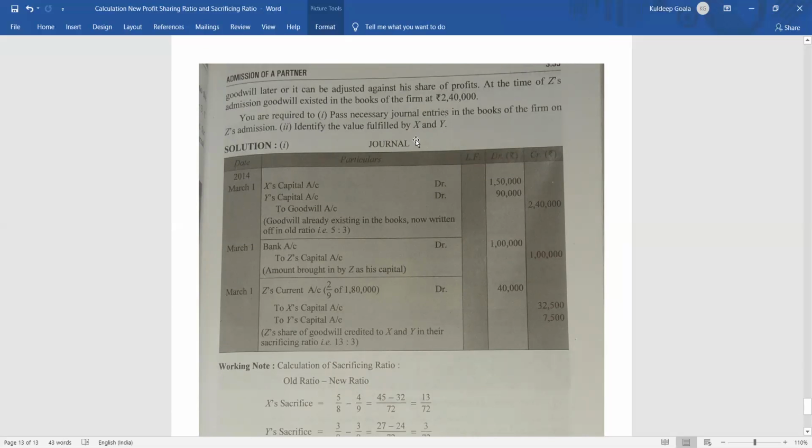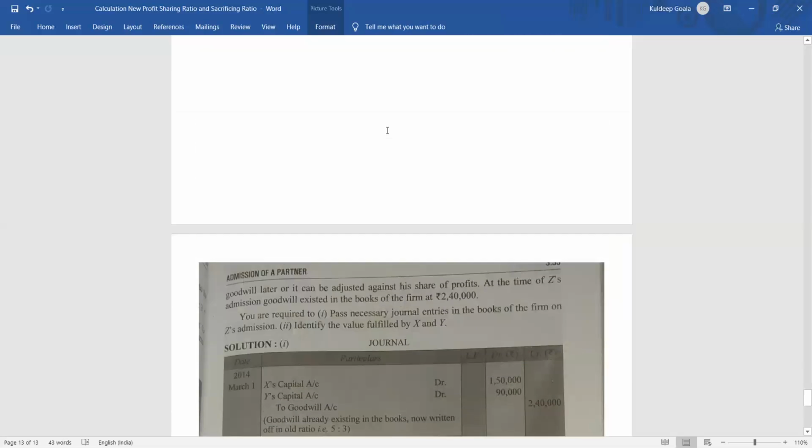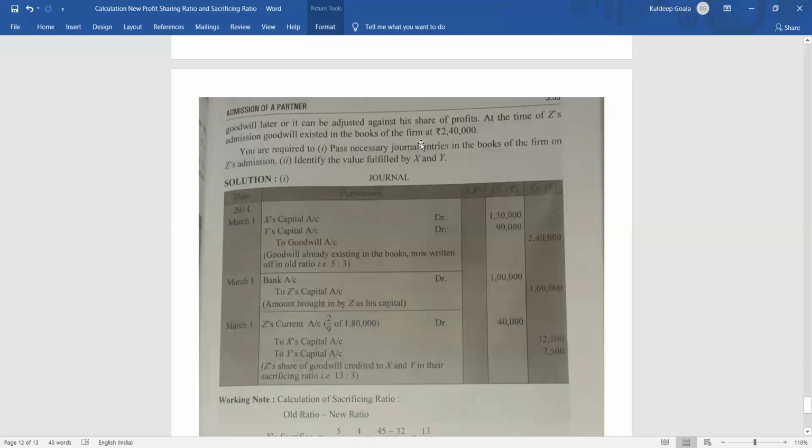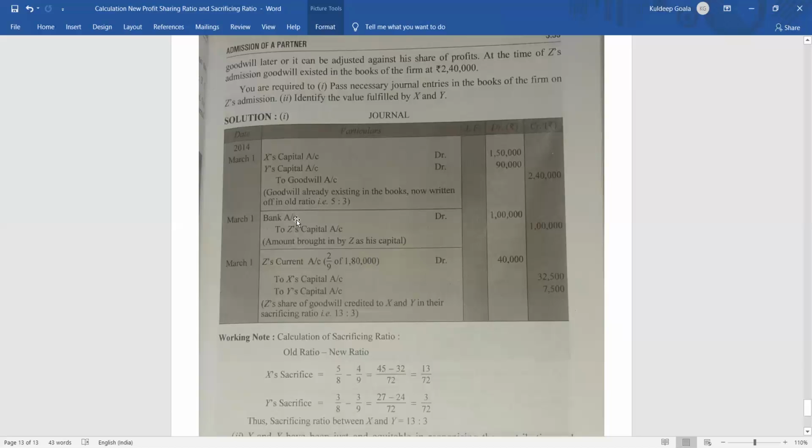Okay, now concentrating on the question, what will happen? First of all, we'll give admission. So what will be the admission entry? You can see that bank account debit 1 lakh to Jed's capital account 1 lakh, right? Jed bank account debit 1 lakh to Jed's capital account 1 lakh.